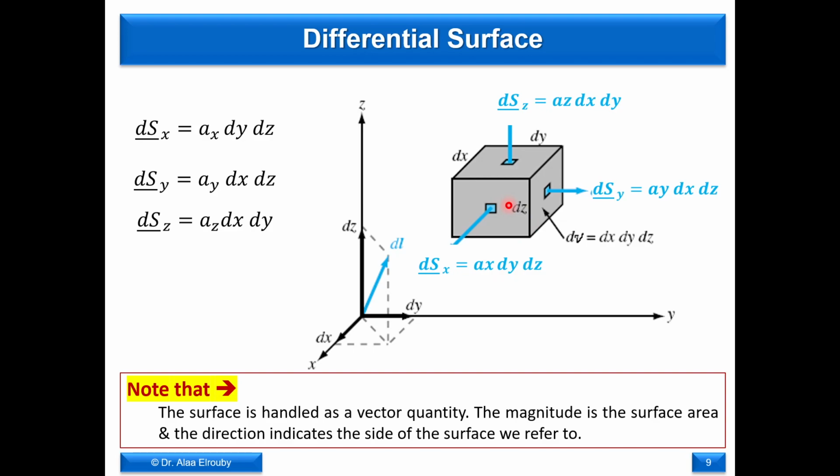For this surface, the area is dy multiplied by dz. The direction is ax. For this surface, the area is pointing towards ay. The magnitude, or the area, of this differential surface is dx dz. So this is the expression of differential surfaces in the Cartesian coordinate system.